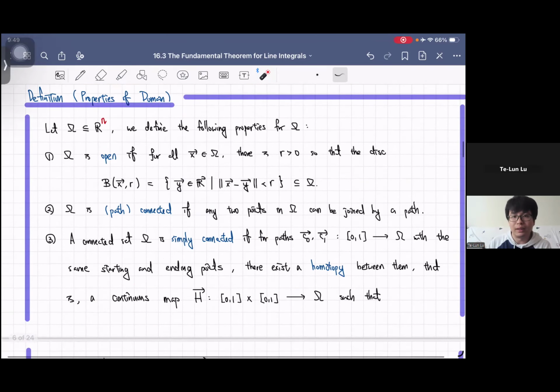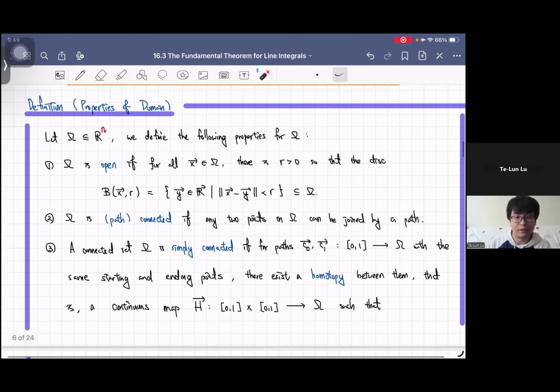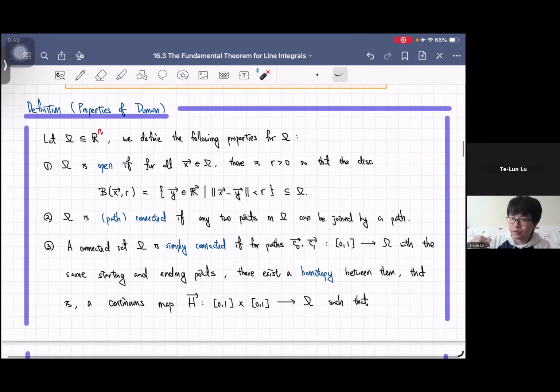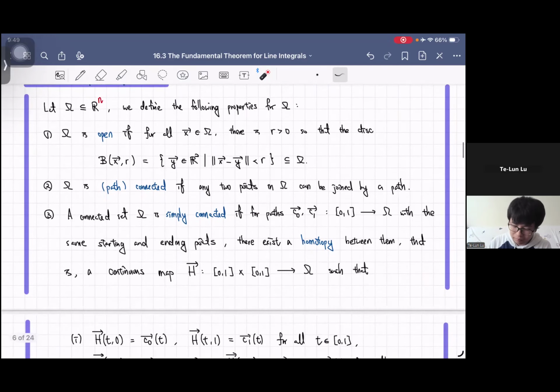An open set is usually the nicest set to work with because you have so much space between yourself and the boundary. The boundary always gives some difficult calculations.